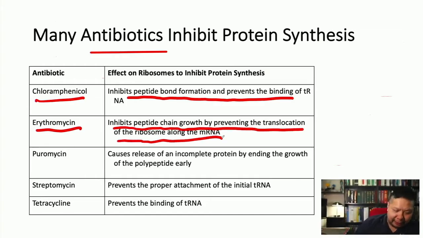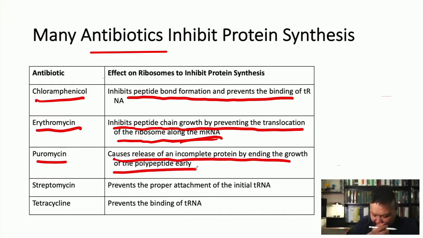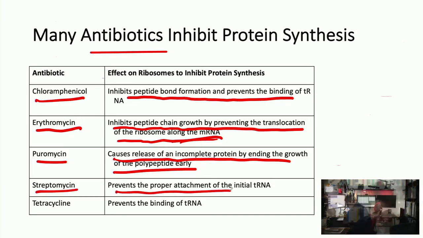So as the ribosome is moving along, reading the mRNA, right? That's called translocation, and this prevents translocation of the ribosome. Puromycin causes the release of an incomplete protein by ending the growth of the polypeptide early. There's streptomycin, which prevents proper attachment of the initial tRNA. And then there's tetracycline, which prevents the binding of tRNA at all.